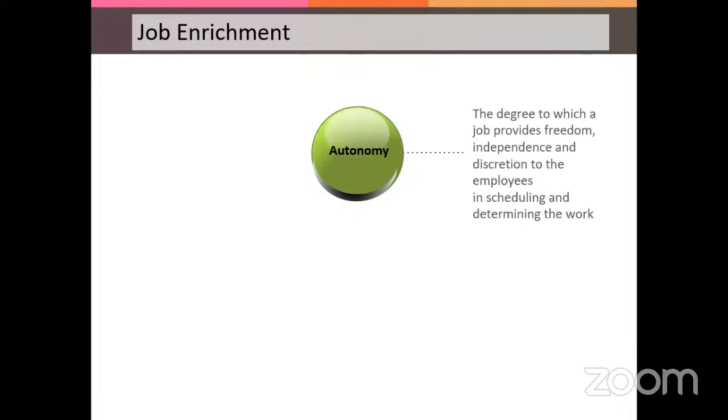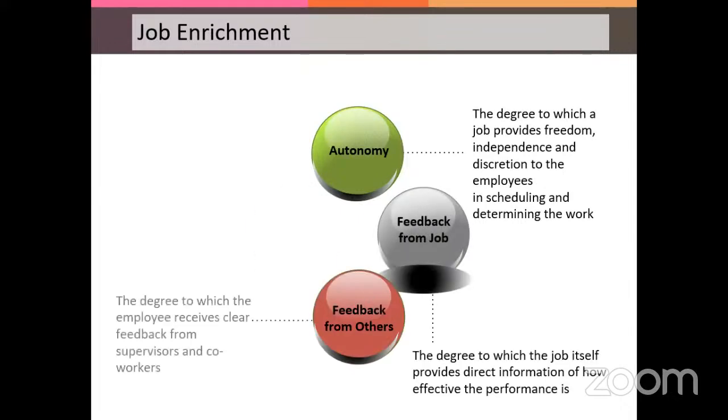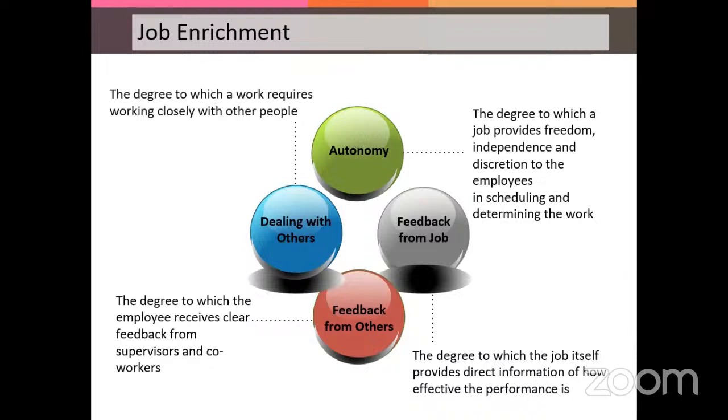Still on job enrichment, we have autonomy, feedback from job, feedback from others, and dealing with others. Autonomy is the degree to which a job provides freedom, independence, and discretion to the employees in scheduling and determining their work. And this is where work is going now. In the constant evolution that we have, organizations are beginning to give more work autonomy to their staff. They are now focusing more on work that must be done rather than marking time when you came and when you did not come. Then you have feedback from job, the degree to which the job itself provides direct information about effective performance.